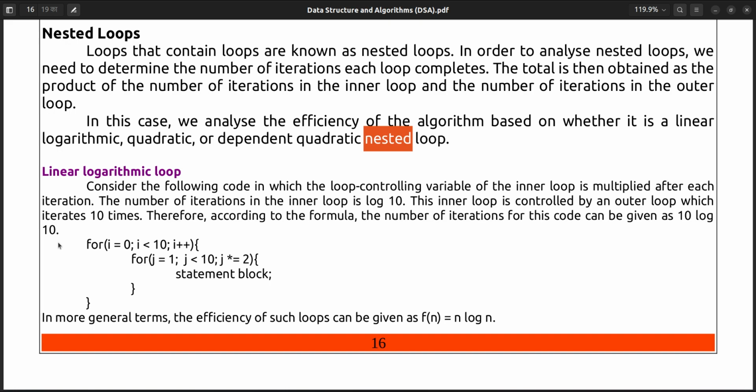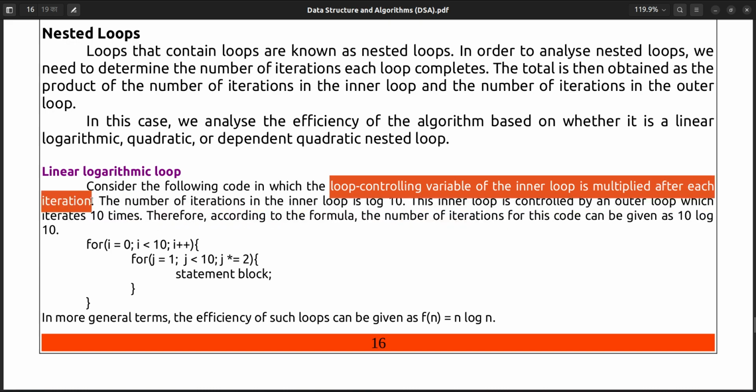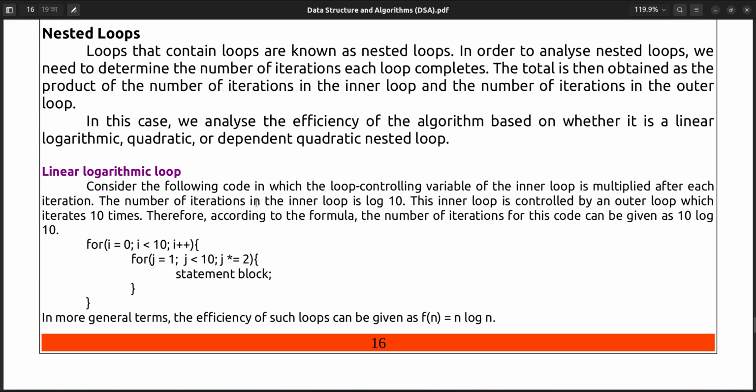So if you see this loop, consider the following code in which the loop controlling variable of the inner loop is multiplied each iteration, and the number of iterations in the inner loop is log 10. Definitely, we are doing multiplications here. So for this inner loop, j is equal to 1. Here we are initializing j is equal to 1 and j less than 10 and j into 2.